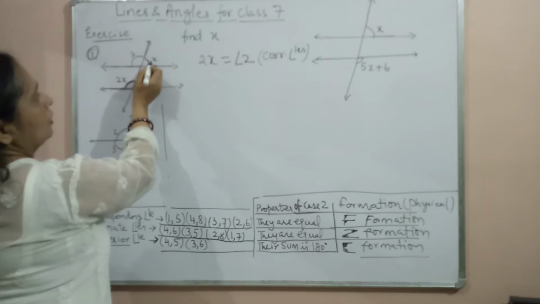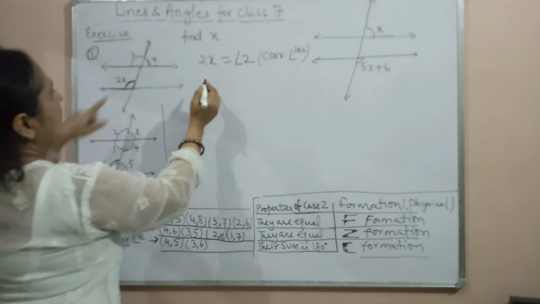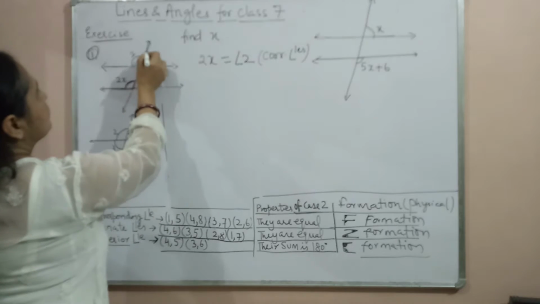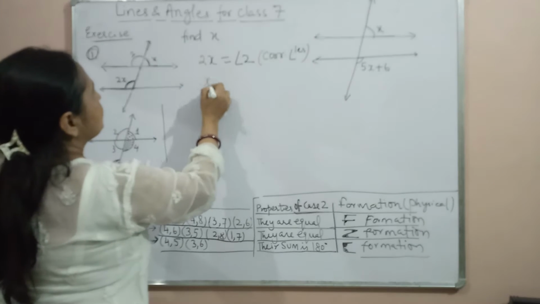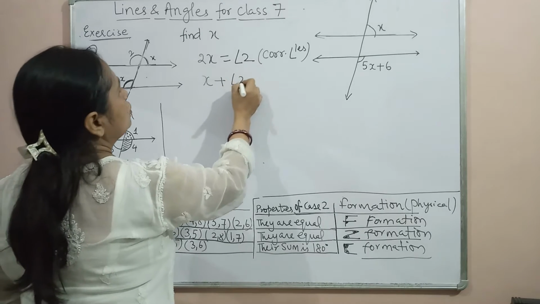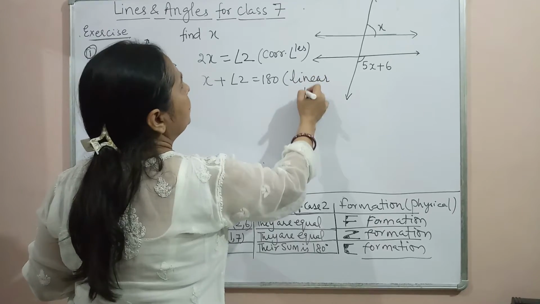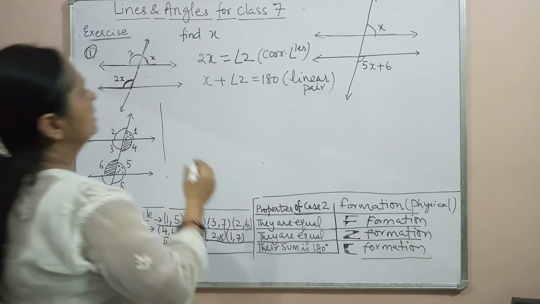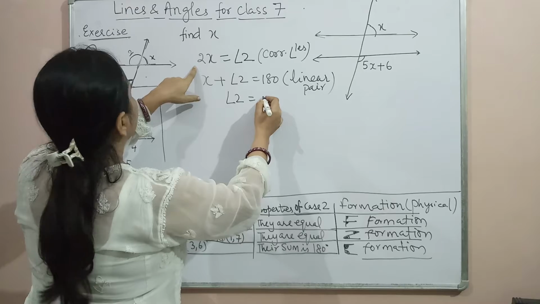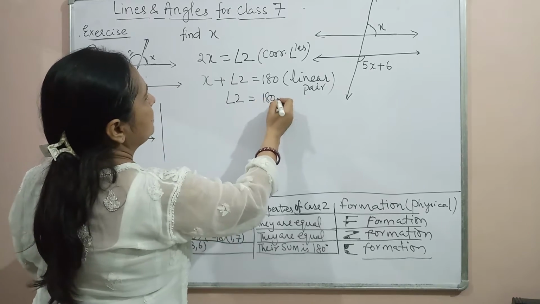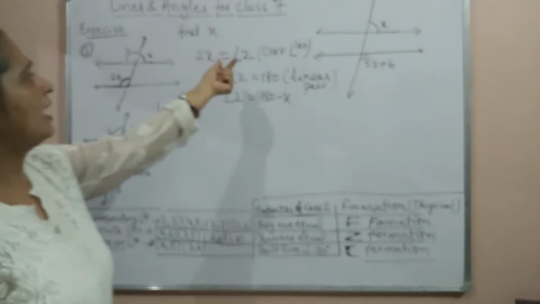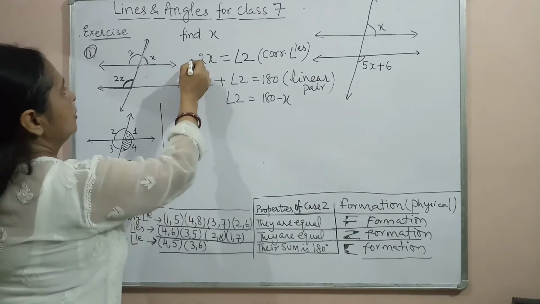But we can find it out with the help of the linear pair property. You can see x plus angle 2 is equal to 180 because it is a linear pair. Since it is a linear pair, angle 2 will be equal to 180 minus x.